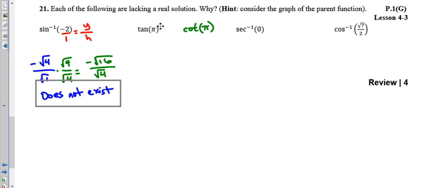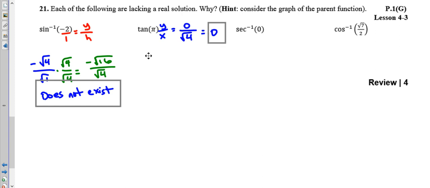Now tangent is a relationship y over x. Y is the square root of the fingers above the bend. We'll have 0 fingers up there. So I'm going to erase this for the time being. This would mean that I have 0 over, and now how many fingers do you have below the pinky bend? I have 4. So it'd be 0 over square root of 4. 0 divided by anything is 0. So this one does exist, and the value is 0.